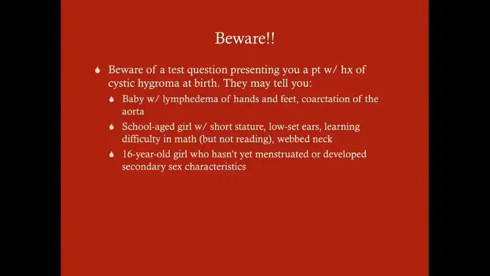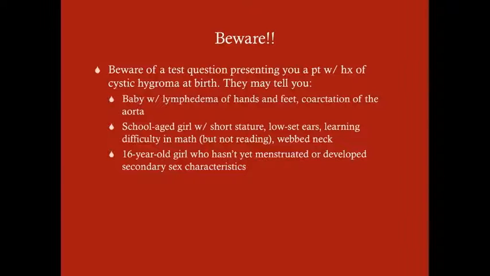Okay, so beware of a test question that presents you with a patient with a history of cystic hygroma at birth. They may tell you, depending on the age of the patient, that it's a baby with lymphedema of the hands and feet and coarctation of the aorta in addition to cystic hygroma. It may be a school-age girl with a history of cystic hygroma, and she has short stature, low-set ears, learning difficulty in math but not in reading, and a so-called webbed neck.